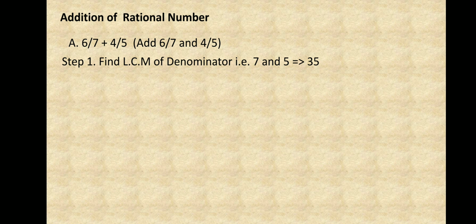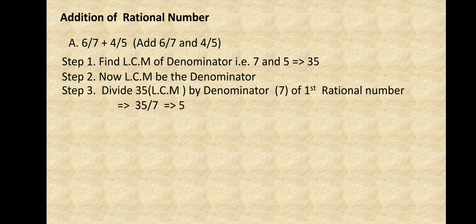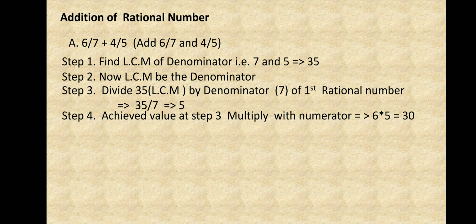Let's know the steps. The first step is to find the LCM of the denominators. And what are the denominators over here? They are 7 and 5. So the LCM of 7 and 5 will be 35. So now 35 is going to be your denominator. And the third step is to divide the 35 by the denominator 7, which is the first rational number. And what do you get? You get 5.